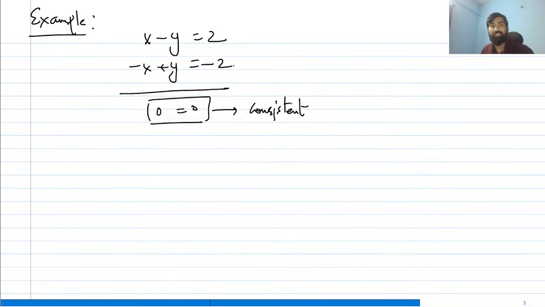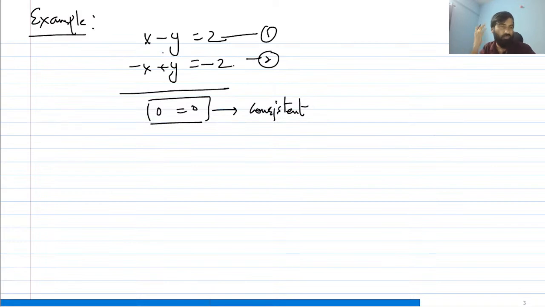If it is consistent, then you will get what? You will get some solution, but you will not get a unique solution in this case. Why? Because 0 equal to 0 is coming. If you take a closer look at equation 1 and equation 2, they differ just by a factor of minus 1. If you multiply the second equation by minus 1, both equations are the same.